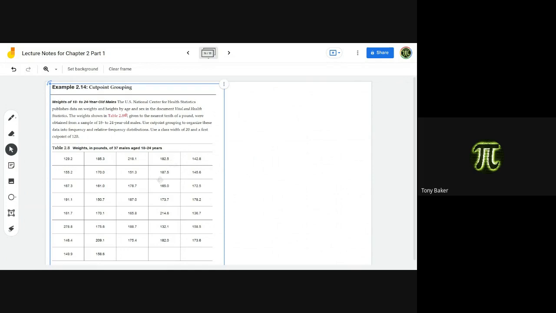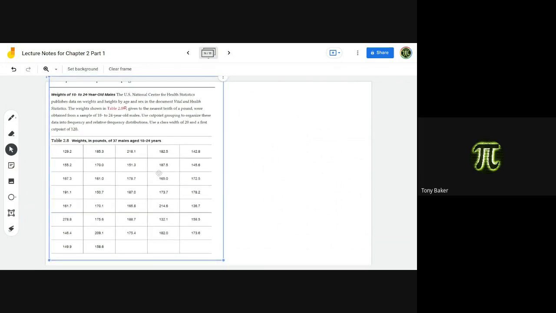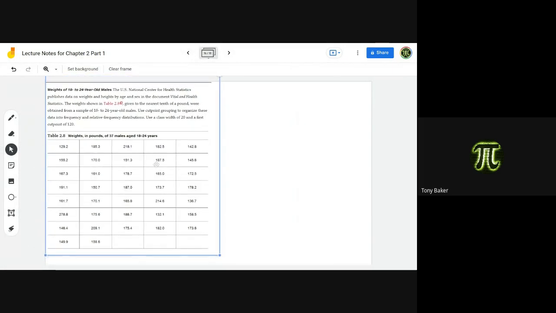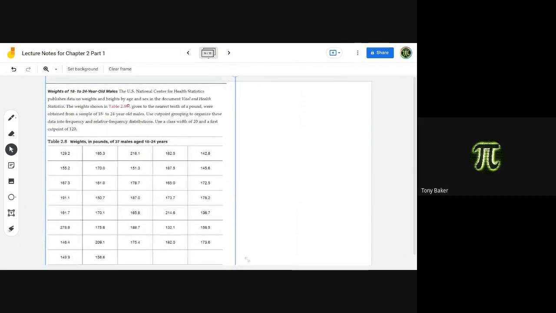All right, so I'm gonna actually move this up. So this is the weights of 18 to 24-year-old males, to the nearest tenth of a pound. So when we're looking at cut point groupings, they really come into play when you have decimals and stuff like that. It'll definitely help you out there. But the process is very similar. So this one, they want you to use a class width of 20 and the first cut point of 120.